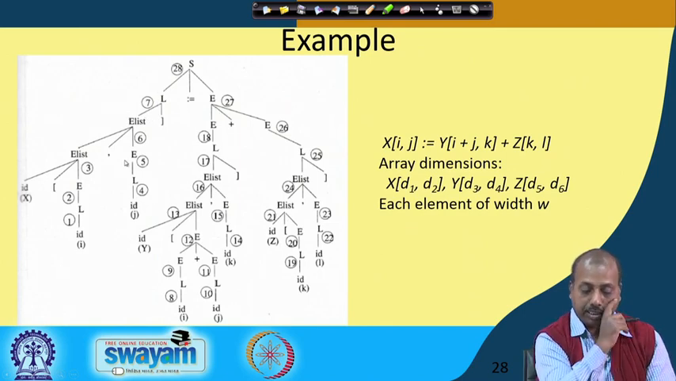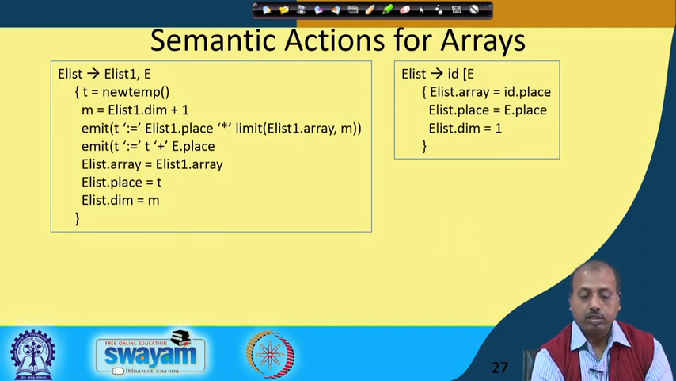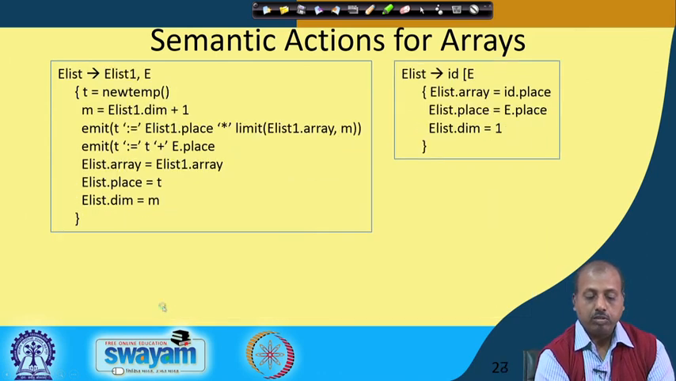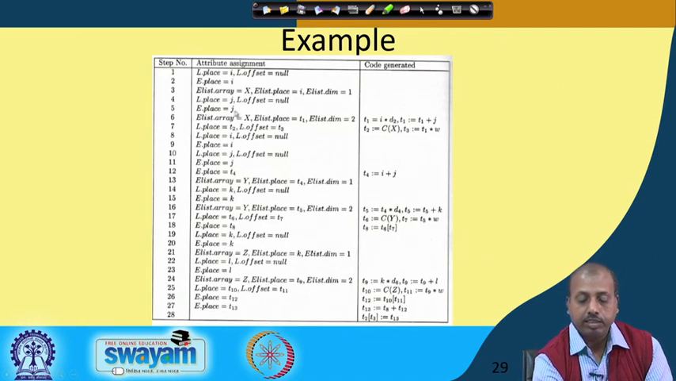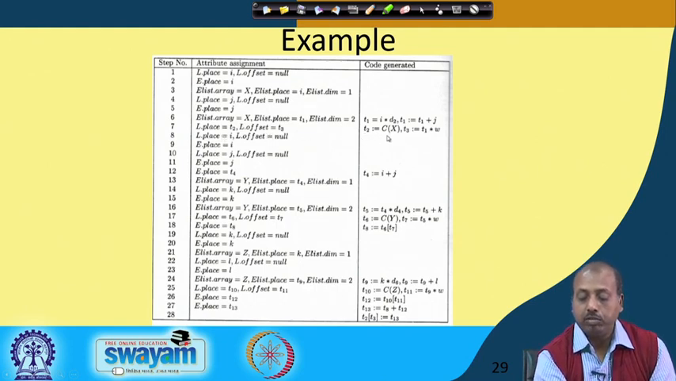And then at reduction number 7, L producing E list bracket close, with the open and close parentheses. So, E list bracket close. This one: L dot place new temp, L dot offset new temp, then it will emit this piece of code. So, L dot place is T 2, L dot offset equal to T 3. Now, it generates the code that T 2 equal to C of x and T 3 equal to T 1 into W. So, T 1 has calculated the offset.